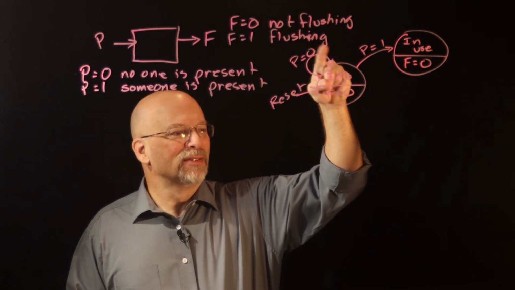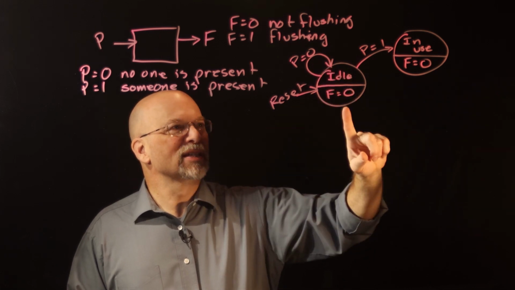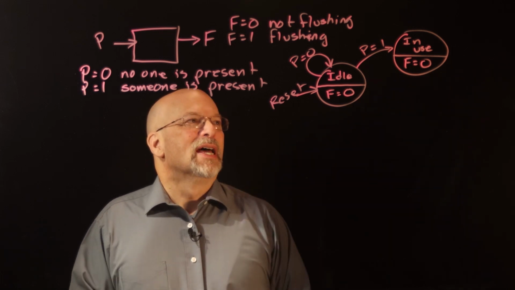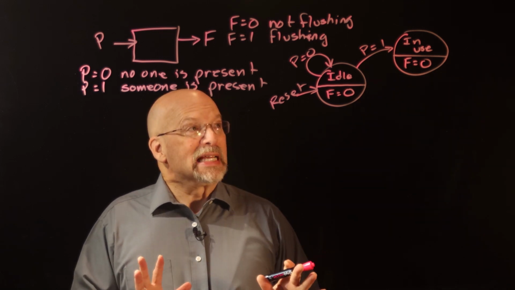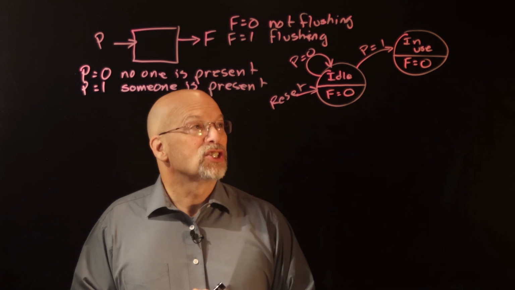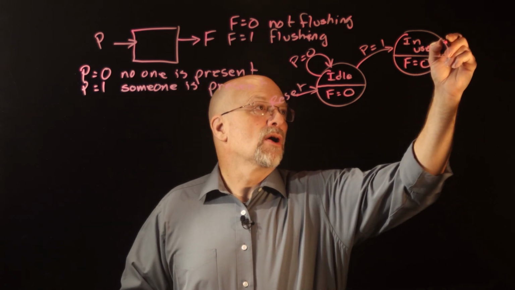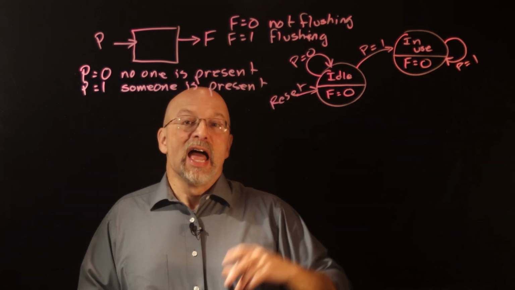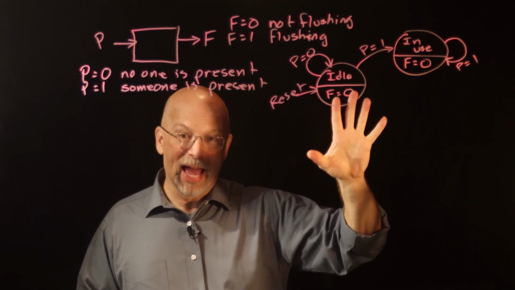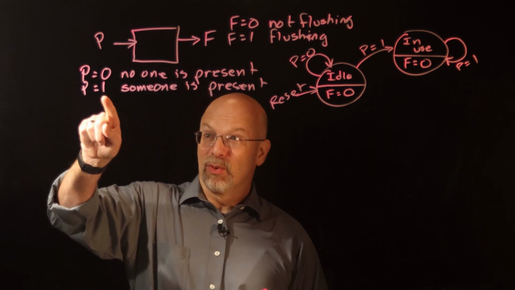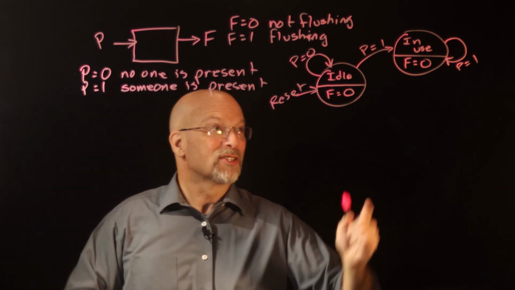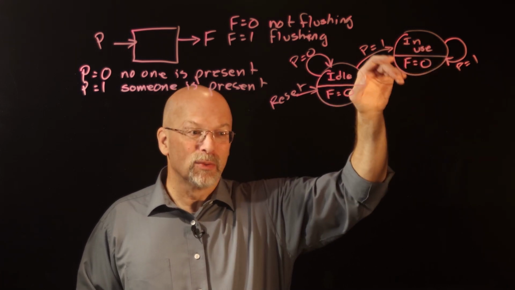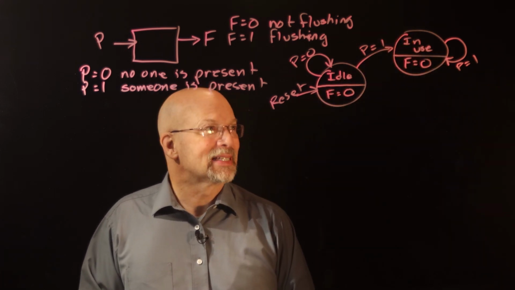Now, we've stayed idle. Nobody's using the facilities. Somebody comes and uses the facility, so we're in use. As long as that person is there, we want to stay in use, right? So we're going to have a P equals 1 transition. Think about it this way: anytime somebody is present, we should be in the in-use case. So all the P equals 1s should end up in that state, right?